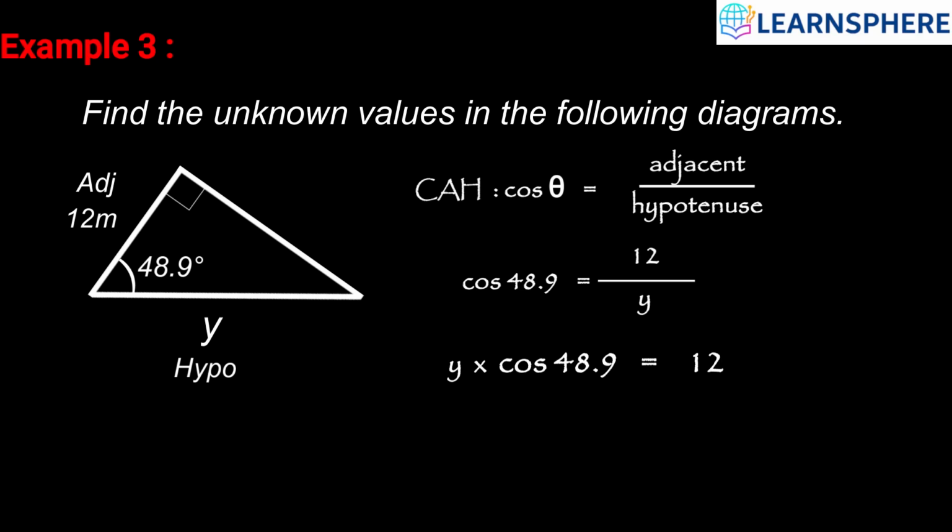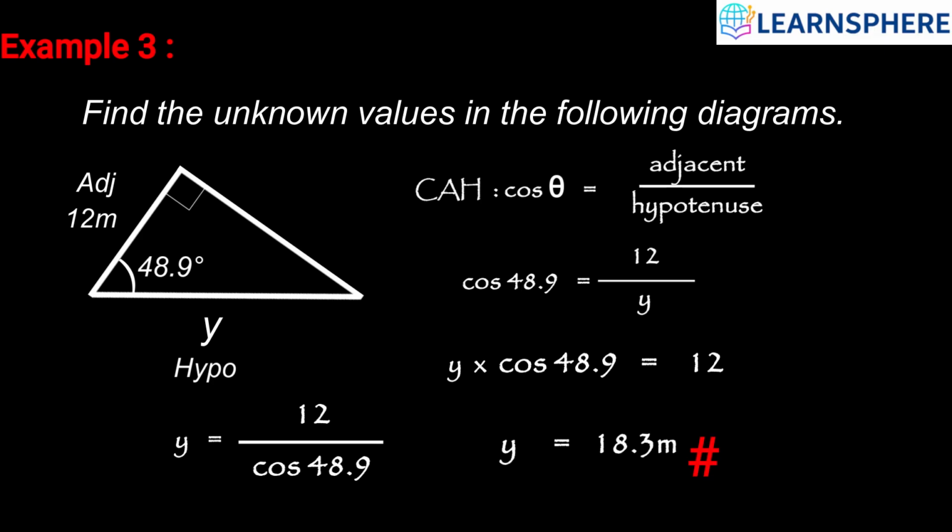And as we want to find the value of y, we can bring cosine 48.9 over to the right-hand side, and it becomes y is equal to 12 over cosine 48.9, and we can simply plug this into the calculator to give us 18.3 meters as our answer.